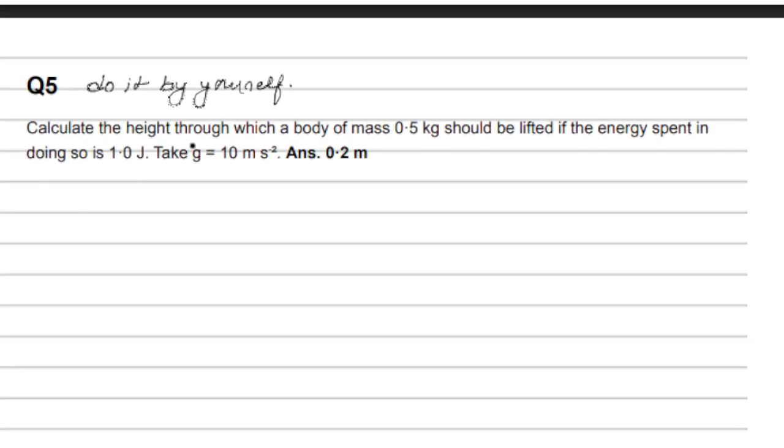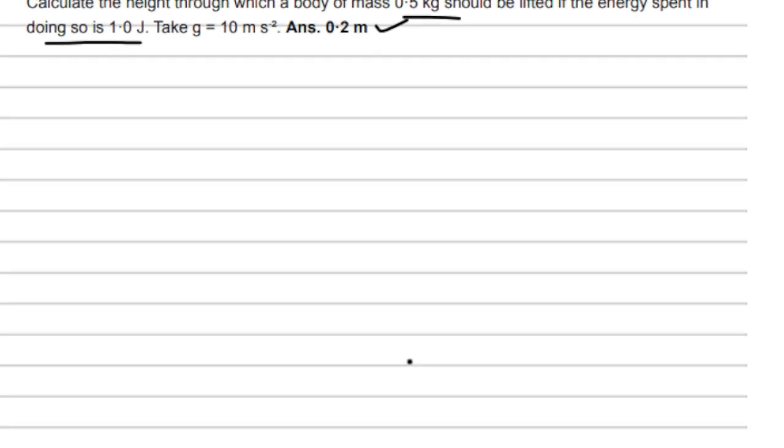Let's go next. So this is again a simple question. You can do it by yourself. Calculate the height through which a body of mass this much should be lifted if the energy spent doing so is this much. So in this case, the potential energy is given to us, and we have to calculate h. So you can do it. We have done a similar question as before. So let's do the next question.